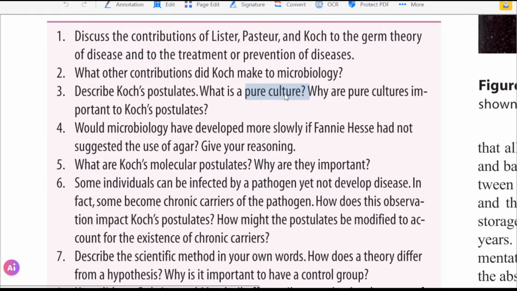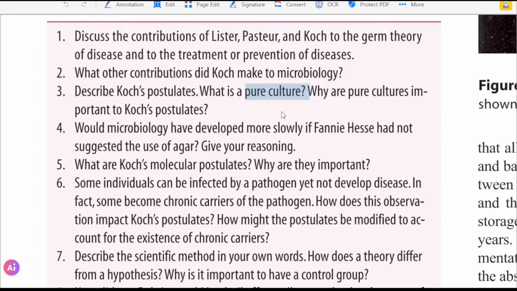And why are pure cultures important? Of course it is important because we want to have a pure culture of the organisms that we want. What are we going to do with a mixed culture which has different microorganisms that we don't even need? And you guys know that different microorganisms interfere with growing the right microorganisms. So pure culture is important.